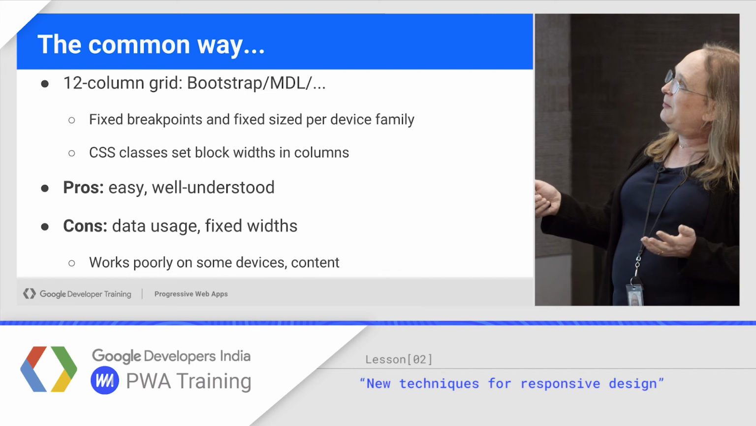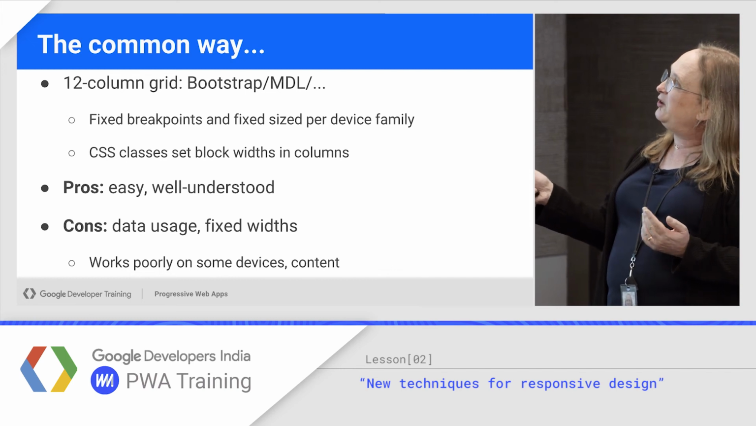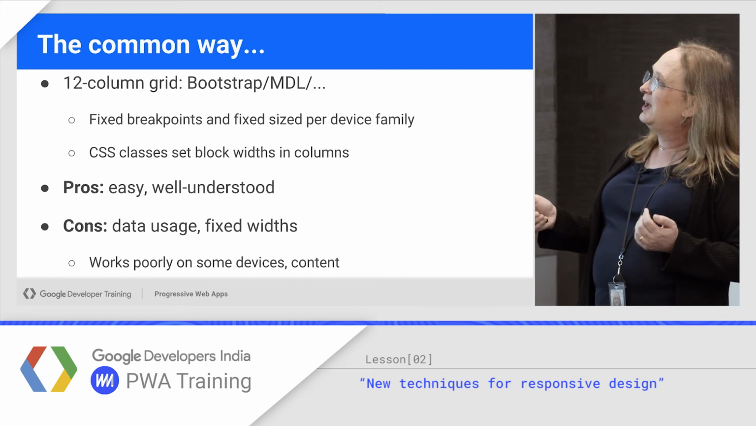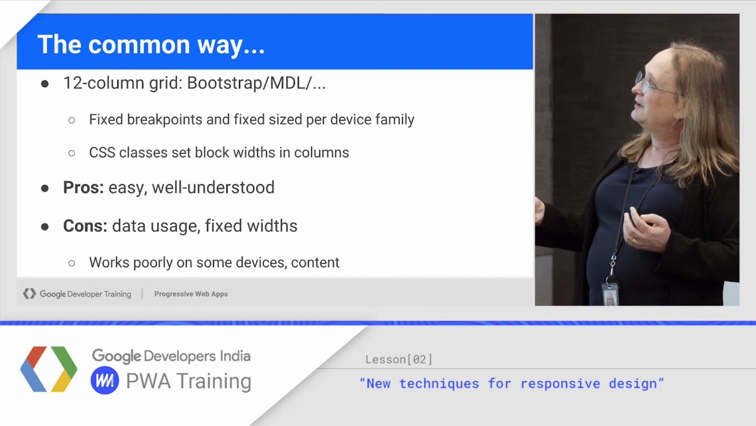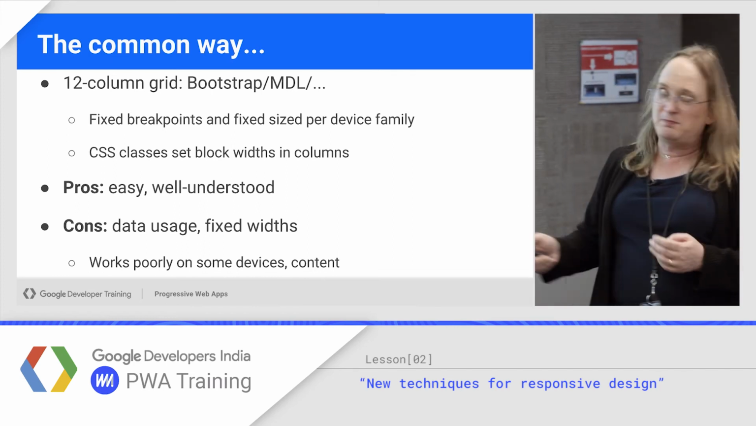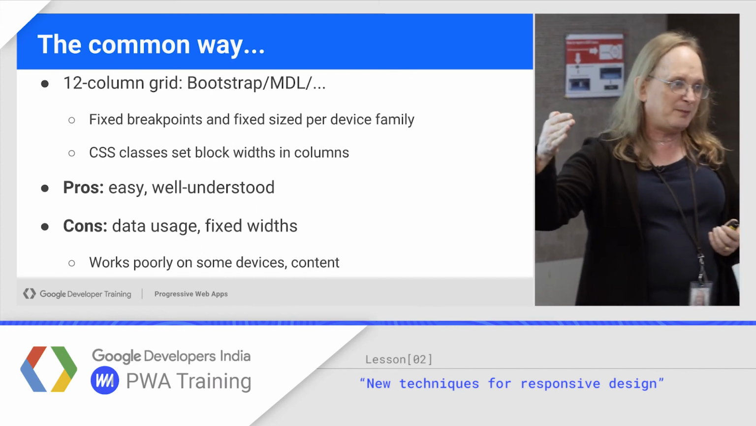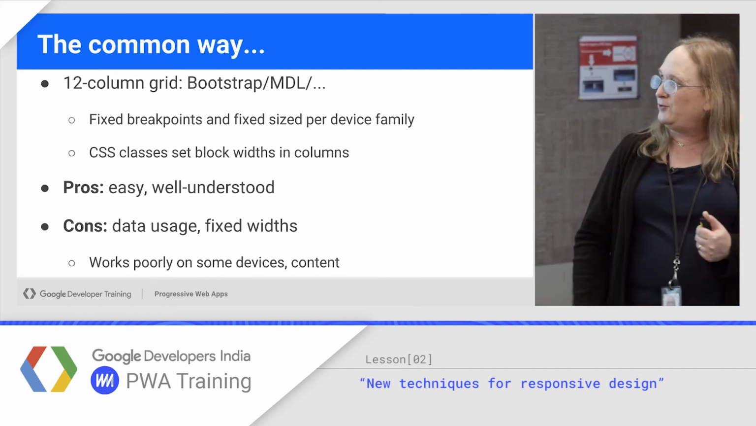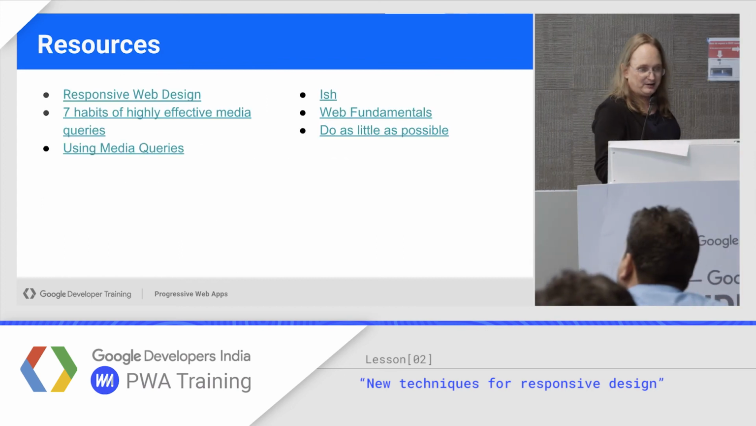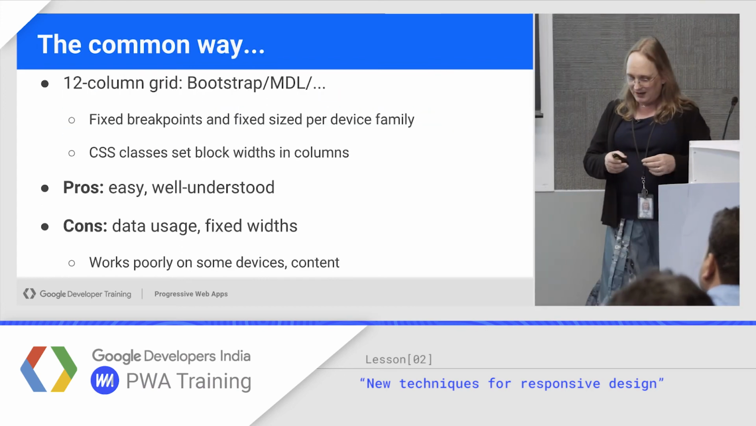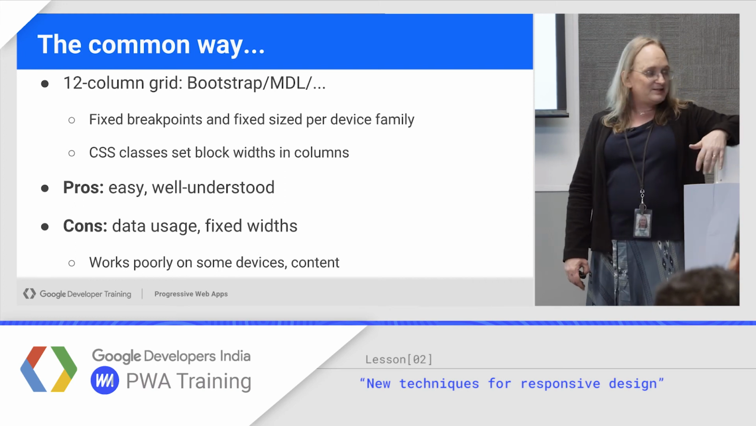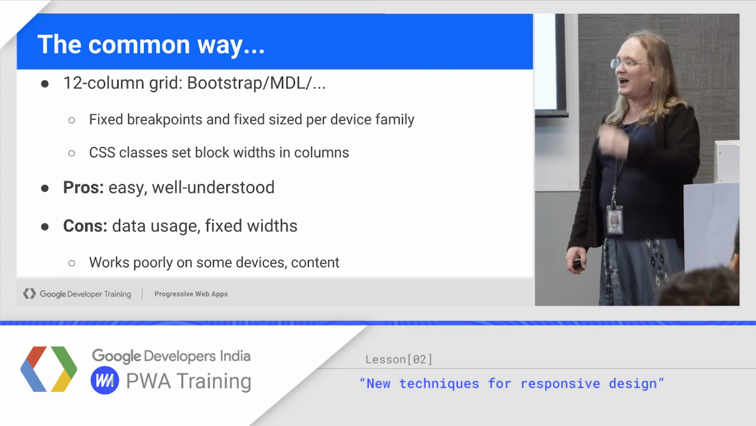So a lot of people use the 12-column grid, Bootstrap, Material Design Lite, fixed breakpoints, fixed device sizes. Easy and well understood, but it's not great for data usage, because think about how many attributes you have to hang on every item. And fixed widths. The recommended way, let me look ahead here.